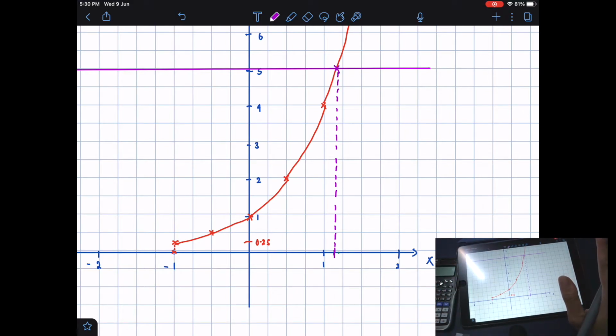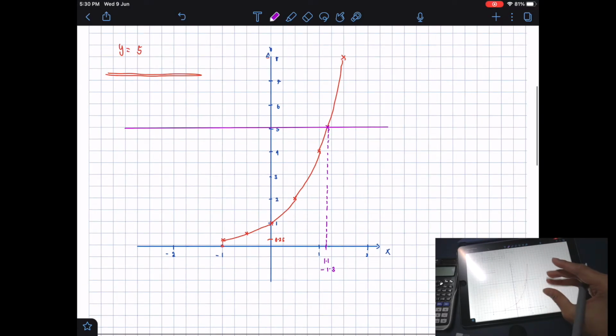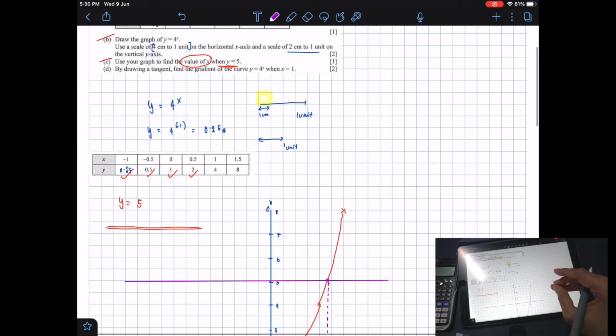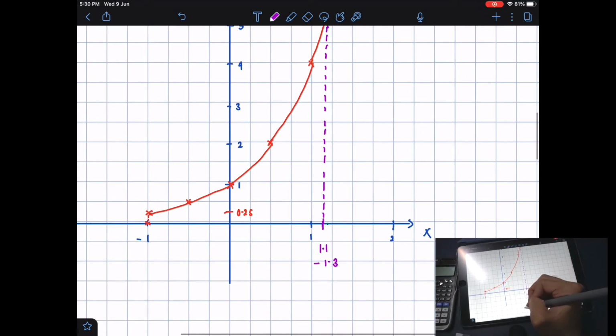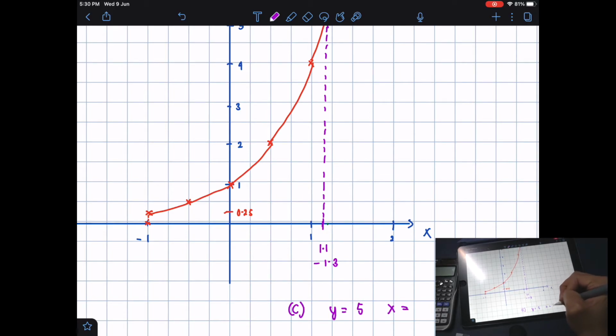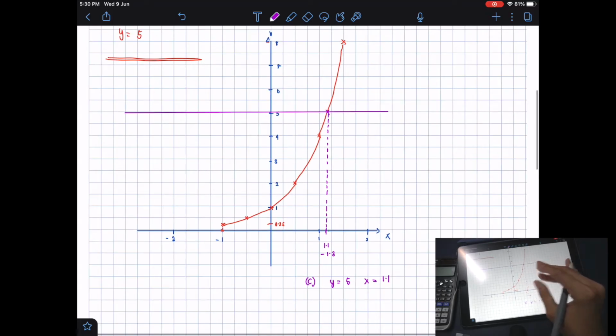And the x value will be around 1.1 to 1.3 max, because of the inaccuracy of the squares, but we will take it as that. And this is your answer for part C, where they're asking you to find the value of x. So this is your part C: when y equals 5, x equals 1.1.